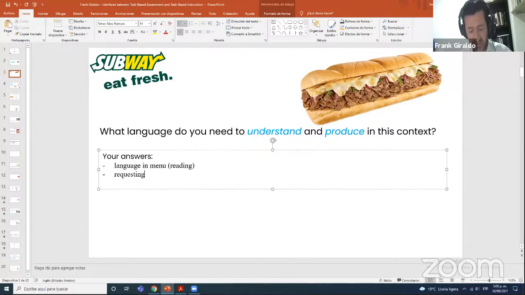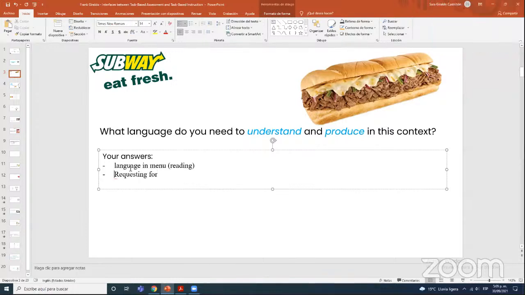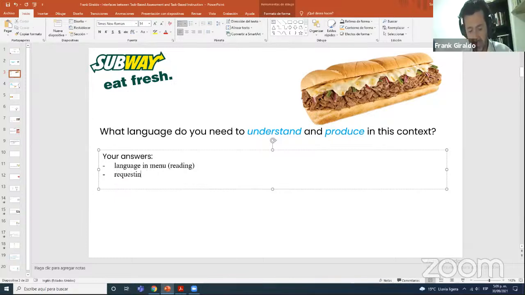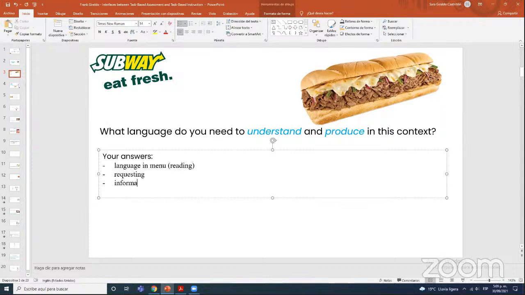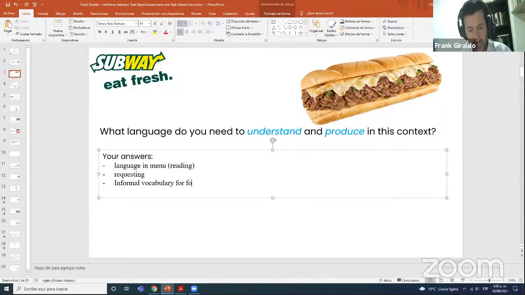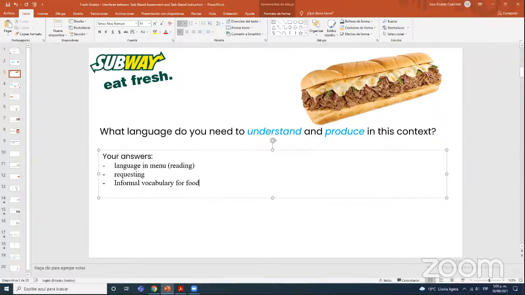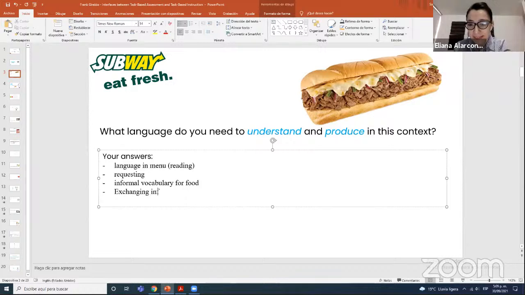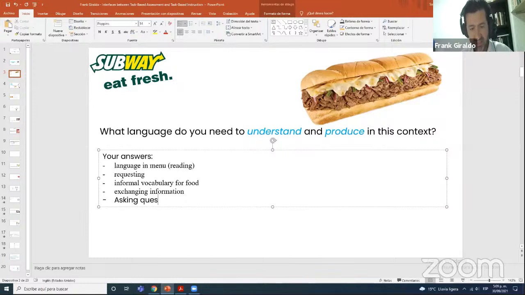Okay, requesting. Jorge says language about food, informal. Okay, so informal vocabulary for food. What else? Adriana Sanchez, language function. Like what? Information exchange, basic question. Exchanging information and asking questions. Okay, what else? We are waiting for more comments in here. In this particular context, you ask questions. Okay, what else do we do here?